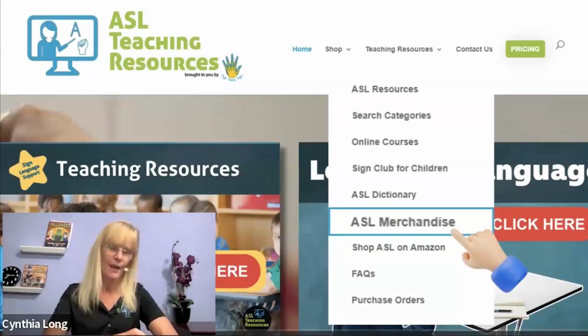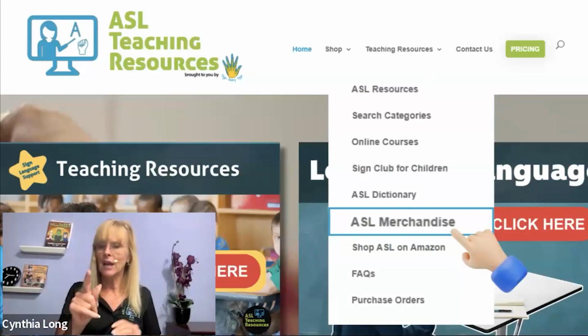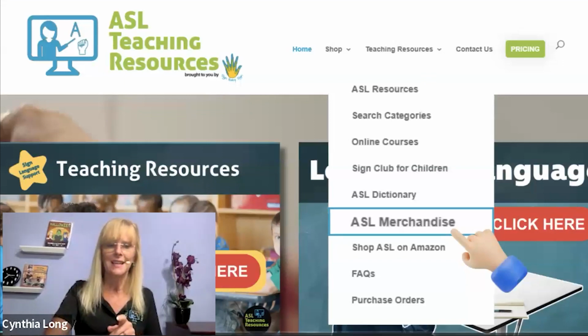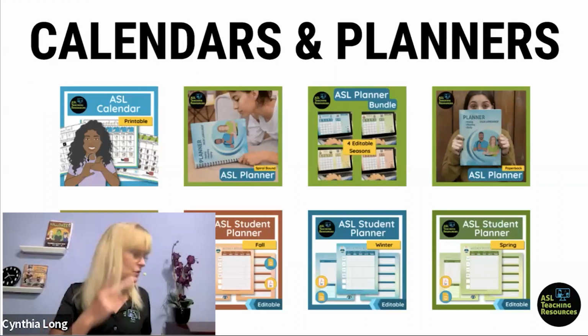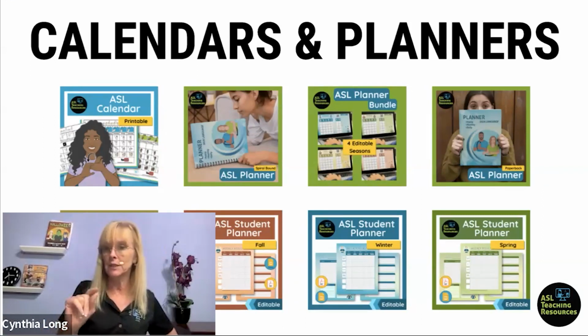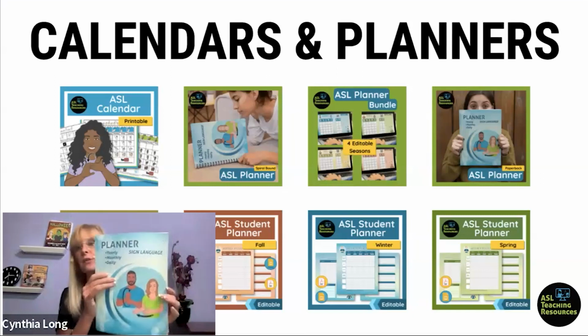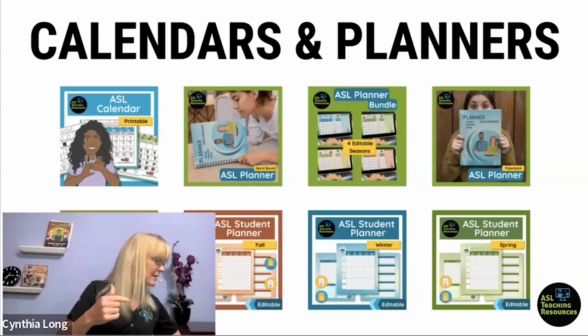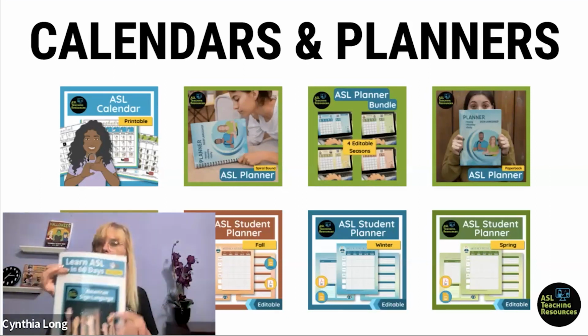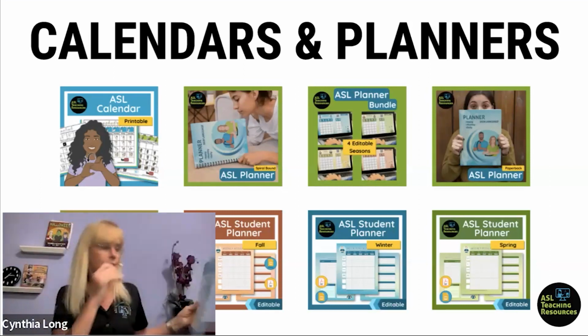Okay, next we have ASL merchandise, and that does change too. And many of the calendars are here. And you saw, you can go to Amazon for printed ones. We have this on there right now, your planner, and other things. We even have the online book that goes with the online courses.